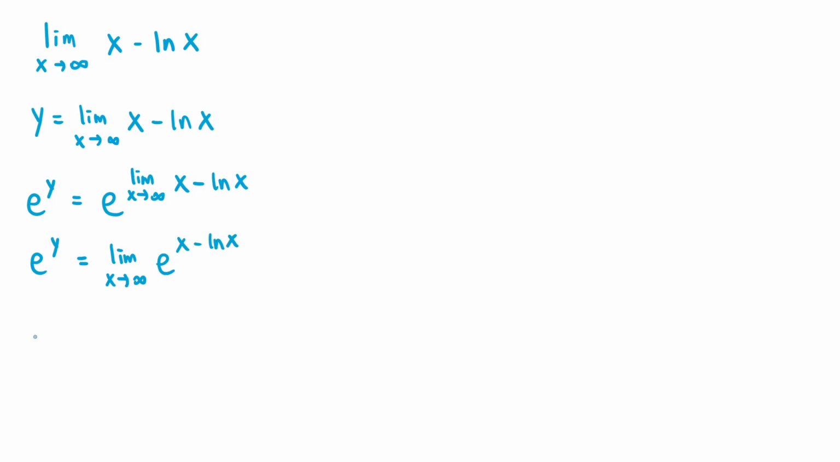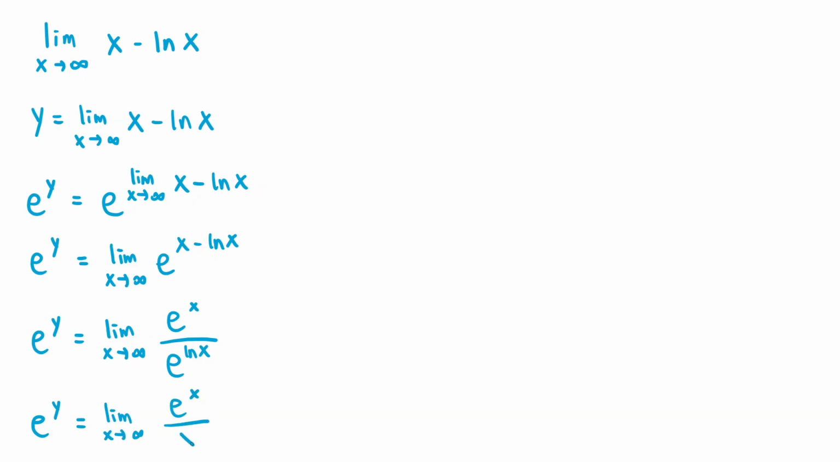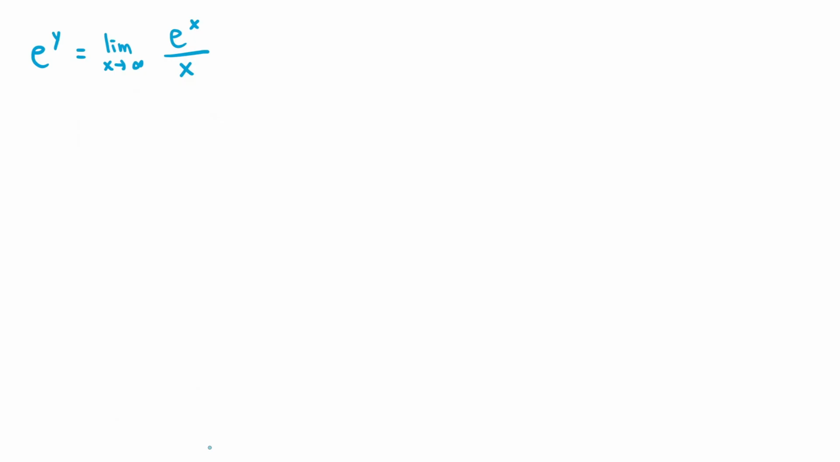If we use the property of exponents, we can rewrite the limit as the limit as x approaches infinity of e to the x over e to the ln of x. The exponential and the logarithm cancel out, so the expression in the limit just becomes e to the x over x. The limit as x approaches infinity of e to the x over x is in the infinity over infinity indeterminate form, since e to the x and x both grow without bound as x approaches infinity.